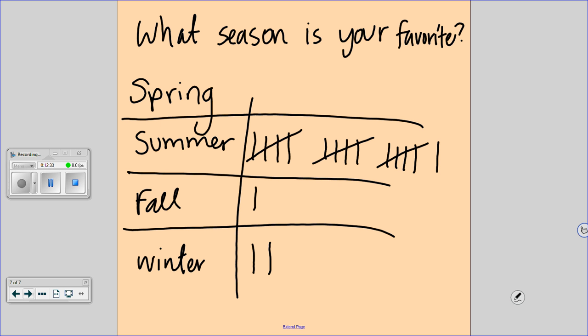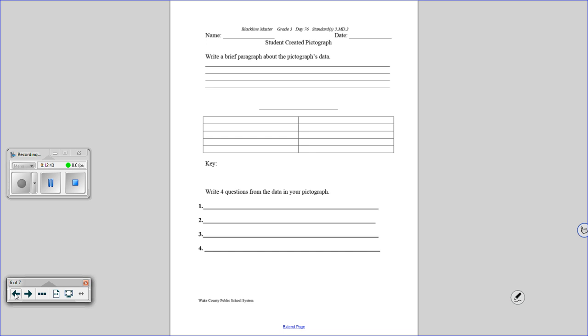We're going to create a pictograph based on this data. Leave your notebook open, and I'm going to hand you this page. You need to put your name on it and your number, just like always. Number 1, or the first part, says write a brief paragraph about the pictograph's data.